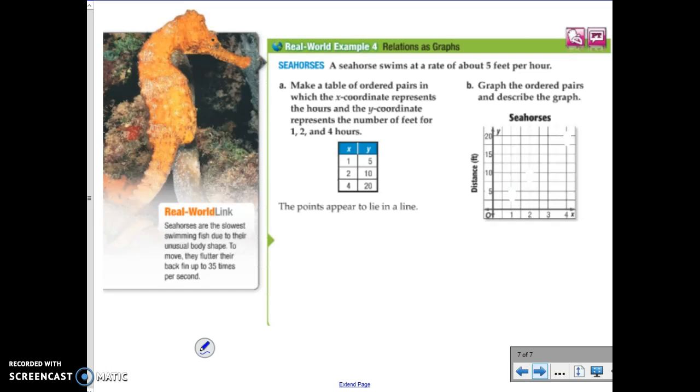So moving back to A really quick, we know that the rate we're moving at is about 5 feet per hour. And they tell us that the x-coordinate represents the hours, and the y-coordinate represents the number of feet for 1, 2, and 4 hours. So do they give us the hours right now? Yes. So those are our 1, 2, and 4. So those are the number of hours.